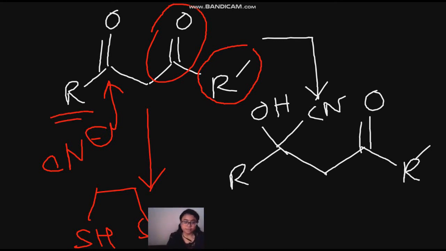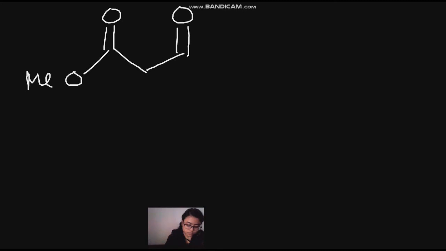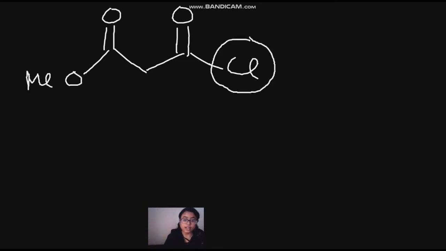Let's take an example. Suppose we have a compound like this, OMe, double bonded O, CH2, double bonded O, Cl. As I have told you, which one is the more reactive one? Here, as chlorine has less electron donating effect, the more reactive center will be the chlorine bearing carbon.